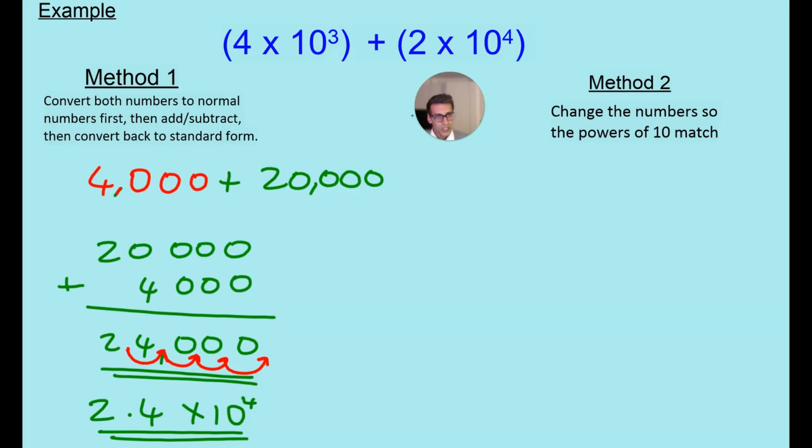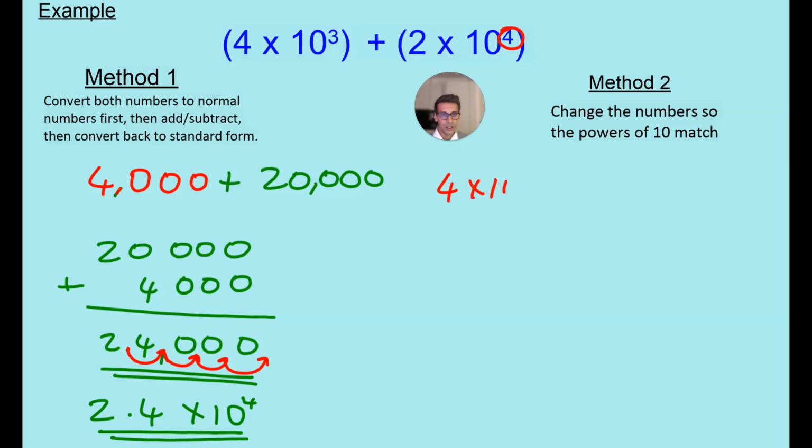Okay, second example. We've got this method, which you may use less, but it's good to be aware of. Some students are quite quick at this, some students don't like it. It is to change the powers here so they match. We're going to rewrite this in a way that is not necessarily in standard form, but it makes it easier for us to add them. So the first thing we want to do is decide which power we want to match. I'm going to suggest we make this into 10 cubed.